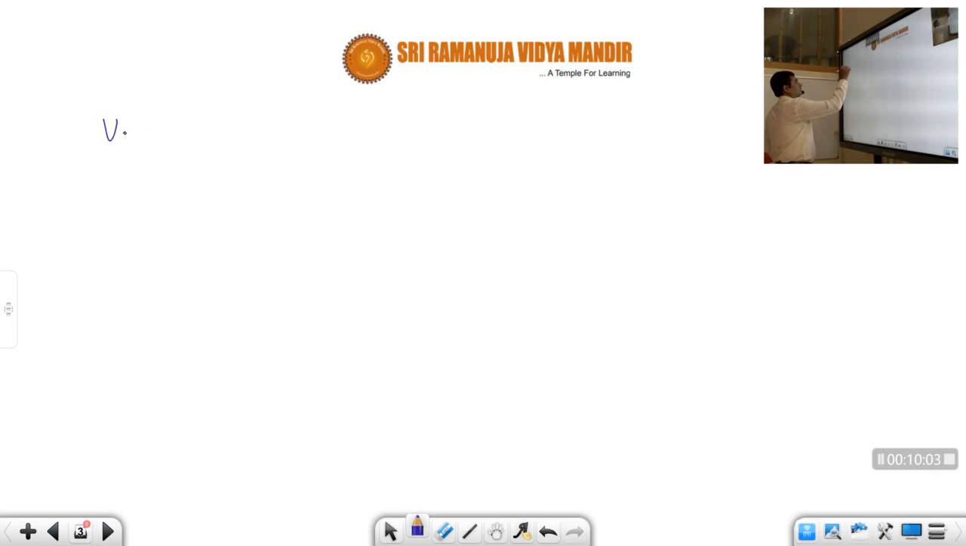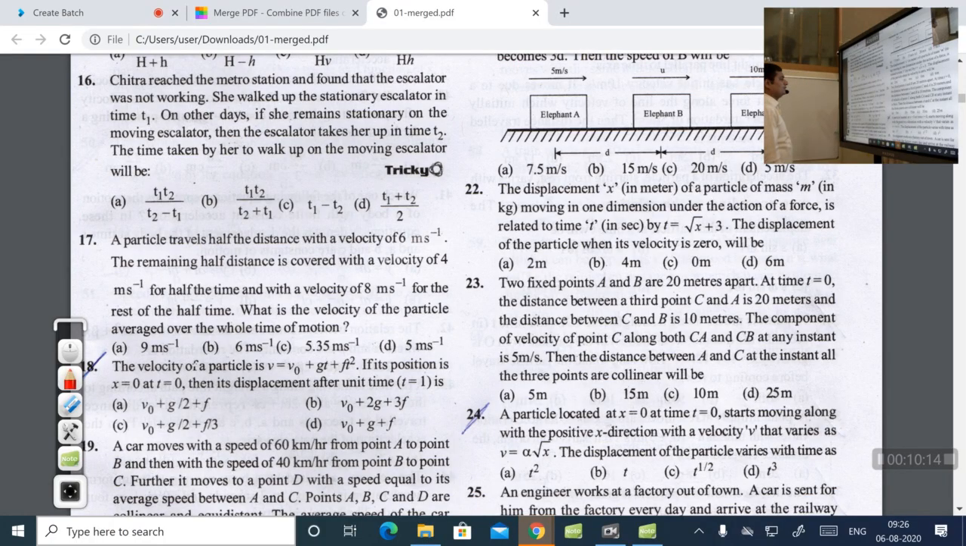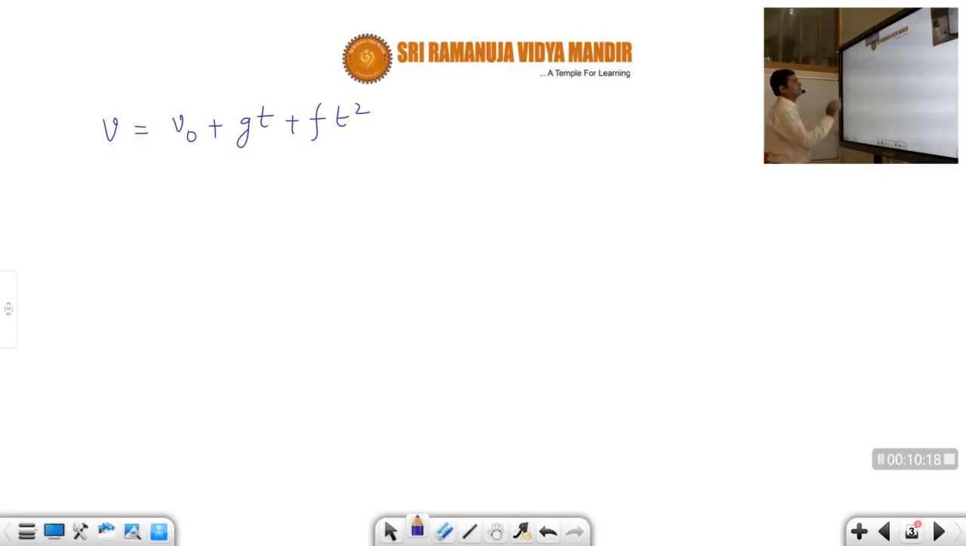So v is equal to v naught plus gt plus ft square. This is the given function. Correct or not, students? Now they are asking us to find out what is the displacement. So displacement is equal to integral of v dt from 0 to 1.